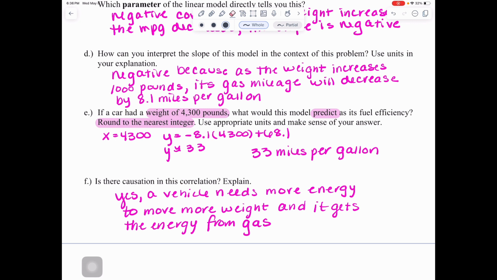And lastly, going back to what we had discussed in a prior lesson, is there causation in this correlation? Remember, just because it's correlated some way, positive or negative, does not mean one caused the other. In this case, though, there is causation. A vehicle needs more energy to move if it's heavier. You need more energy to move more weight, and the way you get your energy for a car is from gas. So this now concludes our lesson on linear regression on the calculator.